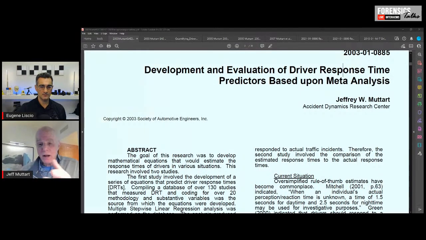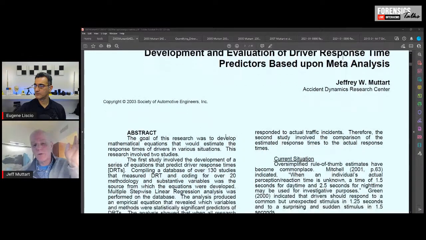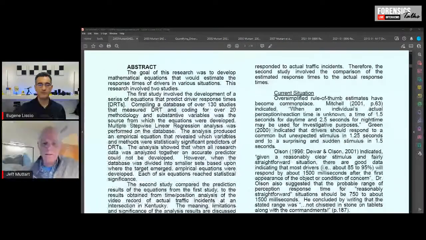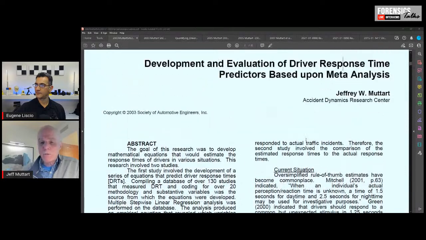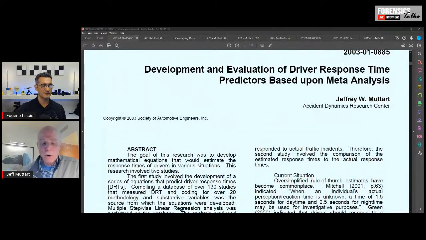And by the time I published this paper, I believe there's 129 perception response time studies in there. And I coded for 24 different variables at that time, whether it be what kind of response they had, where was the hazard. And I'm trying to see if there's some kind of trends. And quite frankly, that was a 7-year project. Throughout most of that project, there were more failures than successes until I categorized them by crash type.